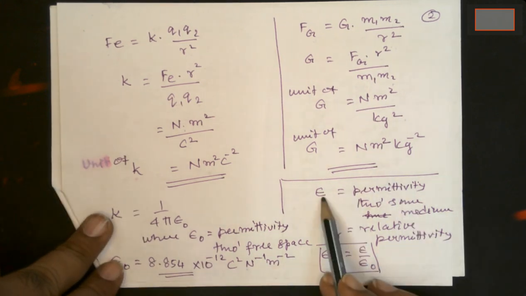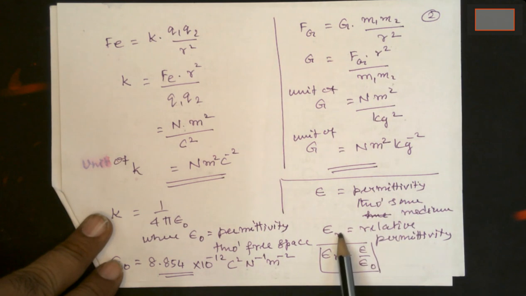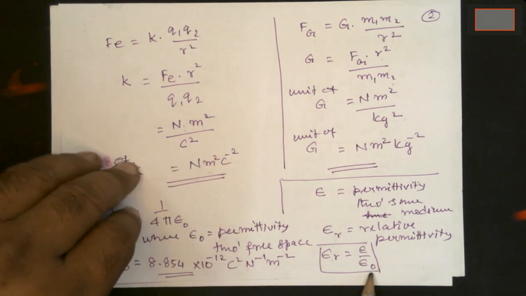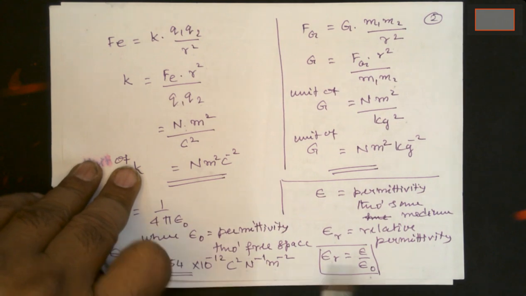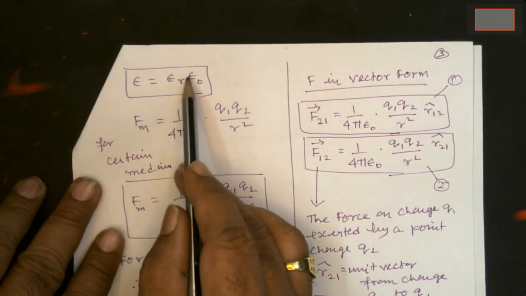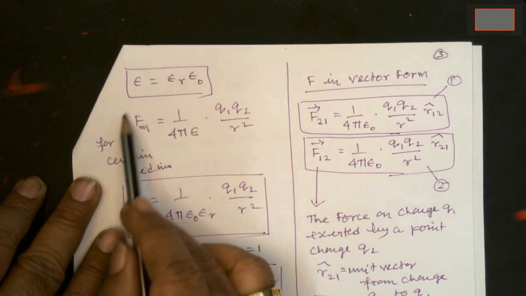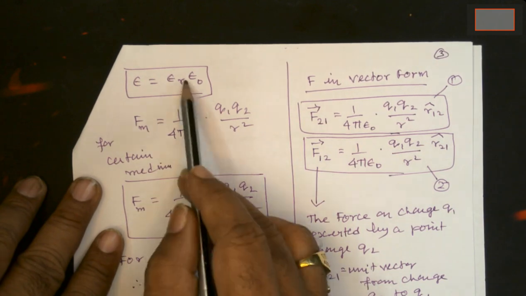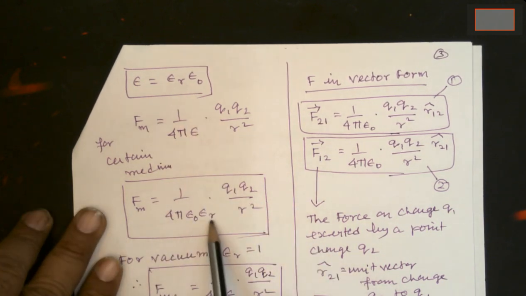Whereas epsilon is the permittivity through a certain medium, and epsilon r is the relative permittivity. So it is the ratio between the permittivity of some medium divided by the permittivity of free space. Okay, right. Now let us proceed. So epsilon is equal to epsilon r epsilon naught. We are discussing the force through a certain medium, so instead of epsilon, we can introduce epsilon naught epsilon r.